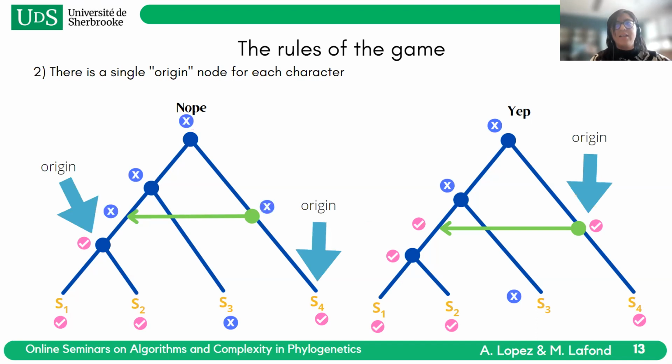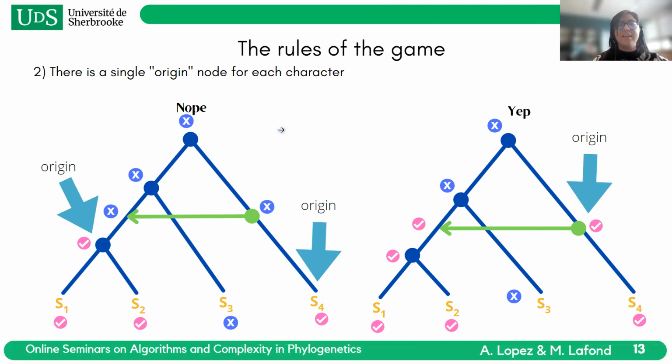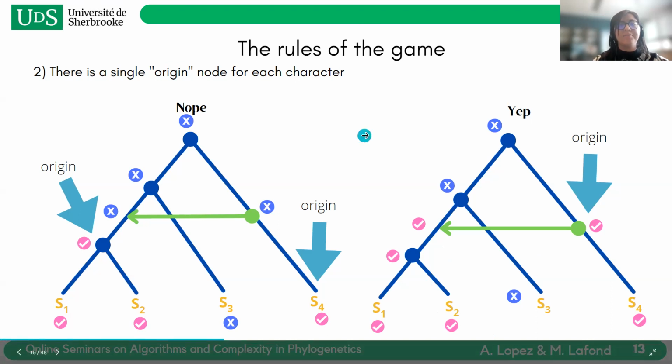And the second condition is that every character should have a single origin. By origin, we mean the first time that this character appeared along the tree edges. So here, for example, this would not be allowed because we would have one origin here and one origin here. So this would not be an example of a PTN, a perfect transfer network. But here, for example, we have just one single origin, and this on token is transferred to the other on tokens as well.